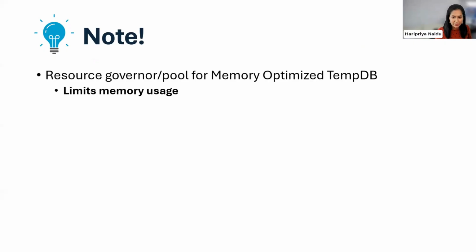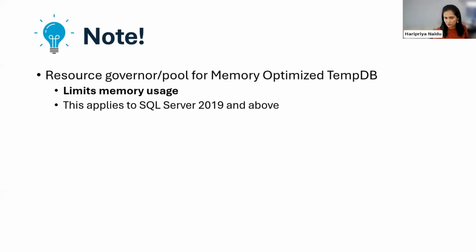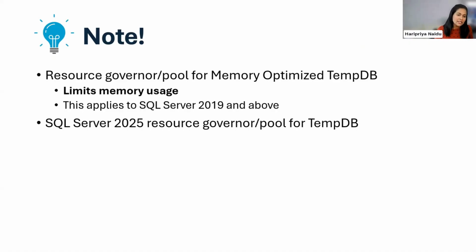For memory-optimized TempDB, this is to limit the memory usage, and this applies to versions 2019 and higher. In the SQL Server 2025 version, you must have heard of the enhancement for TempDB to use the resource governor, and in this place, it is only to limit the data file usage. So in case you're wondering, what is this enhancement in 25? Is this related to this? That's why I brought this up.